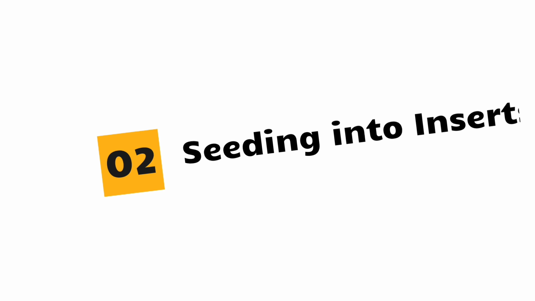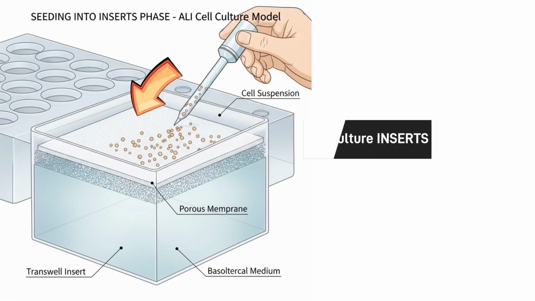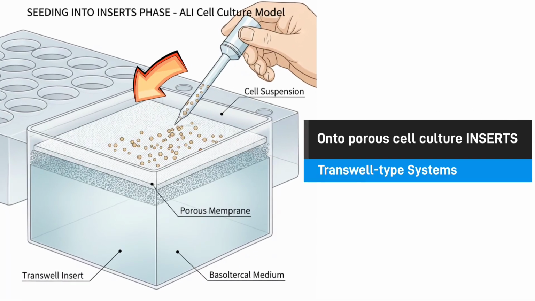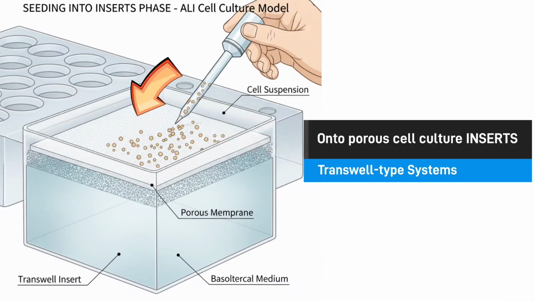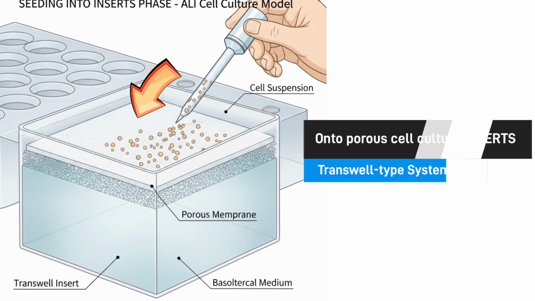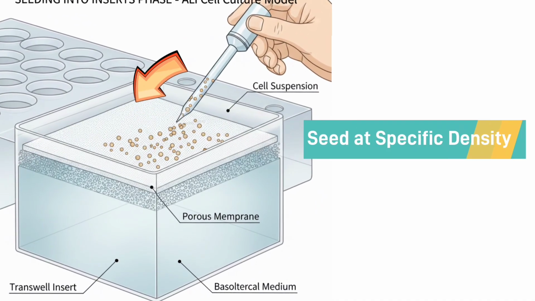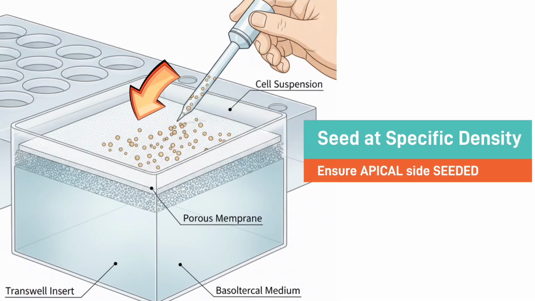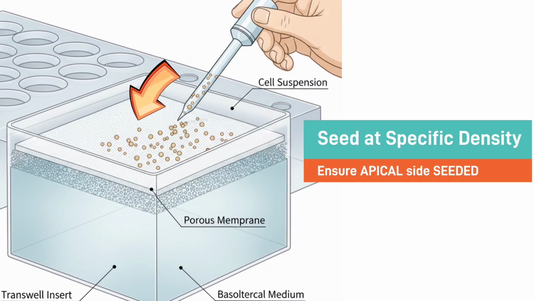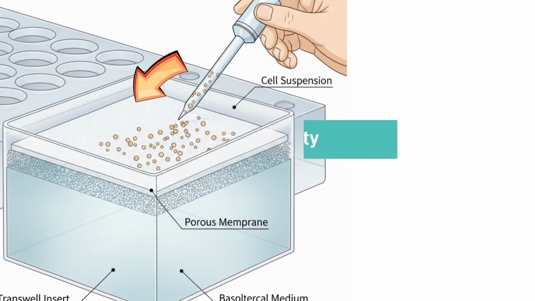Step 2. Seeding into inserts. Now transfer cells onto porous coated cell culture inserts, that is Transwell type systems. Then seed at a specific density, ensuring the apical side is seeded.